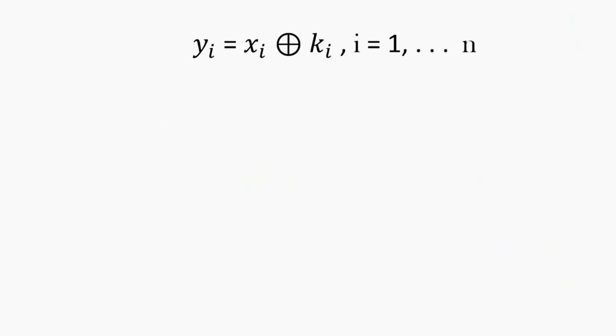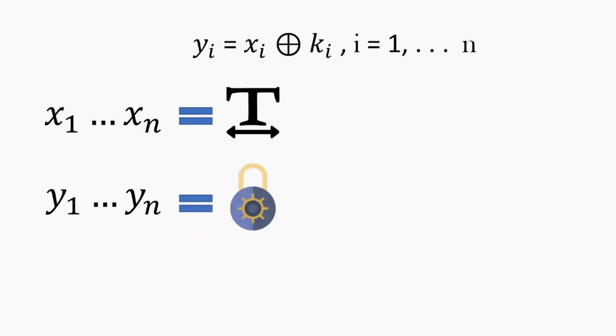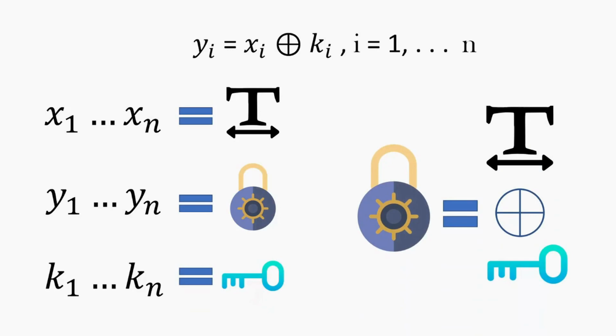Let's look at the simplest example of the implementation of a cryptographically strong cipher, where Y sub i is equal to X sub i XOR K sub i, where i is from 1 to n. Here, our X sub n is the plain text, and Y sub n is the encrypted text. And the last one, K sub n, is the key. This cipher performs bitwise addition of n-bit plain text and n-bit key.